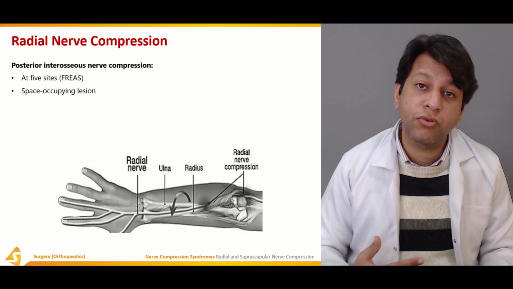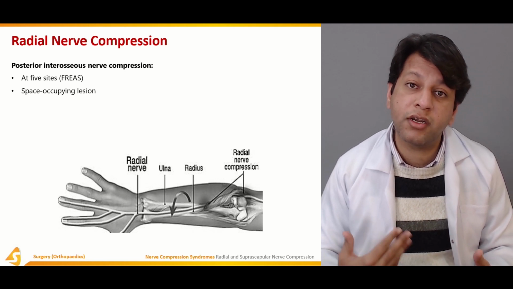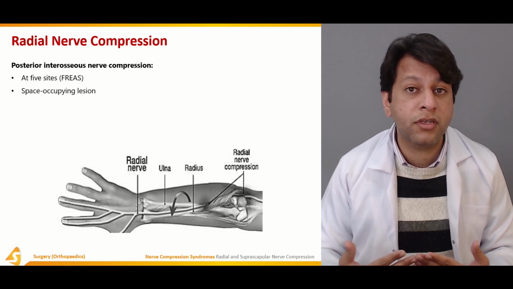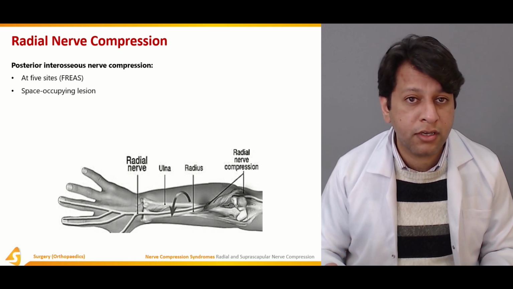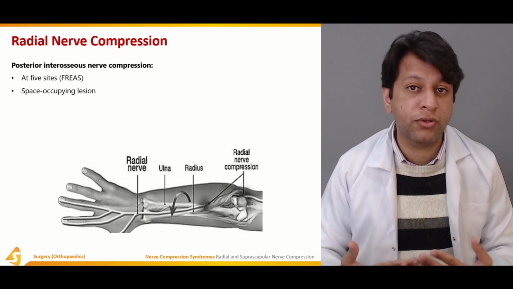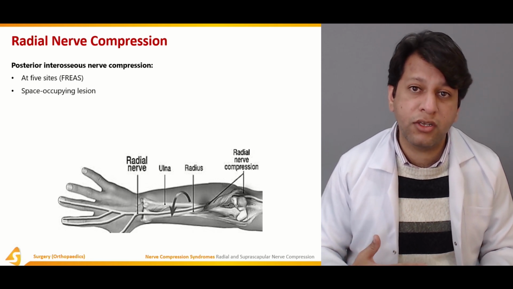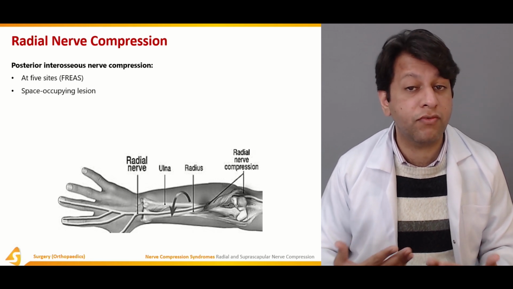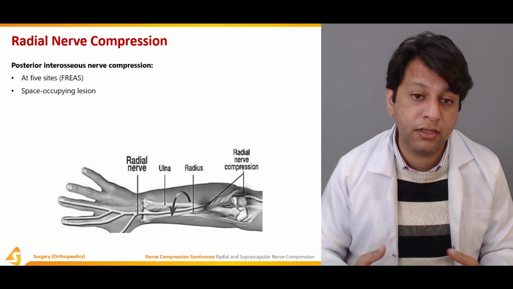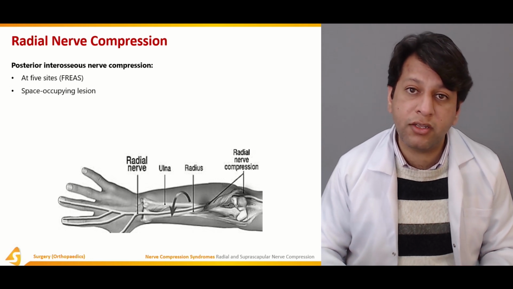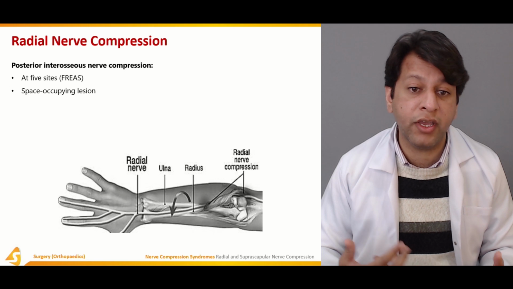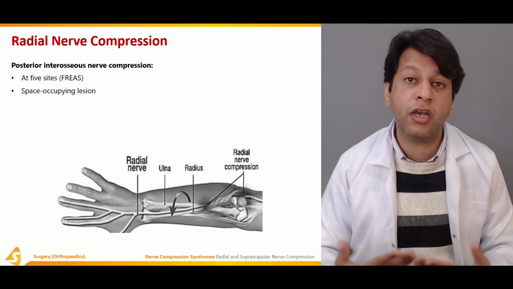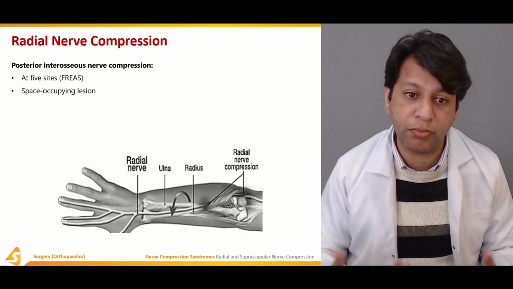Then it could get compressed by the extensor carpi radialis brevis edge, or at the arcade of Frohse, which is formed by the supinator muscle, or at the edge of the supinator muscle, and S stands for that. So F is fibrosis, R is radial vessels which form the leash of Henry, E stands for extensor carpi radialis brevis, A is arcade of Frohse, and S is the edge of the supinator muscle.